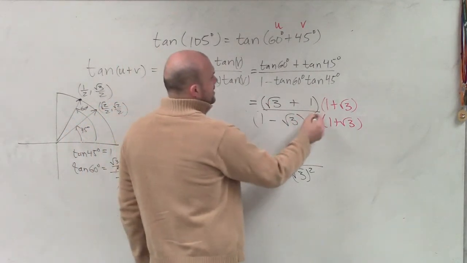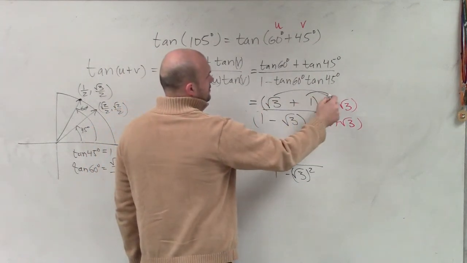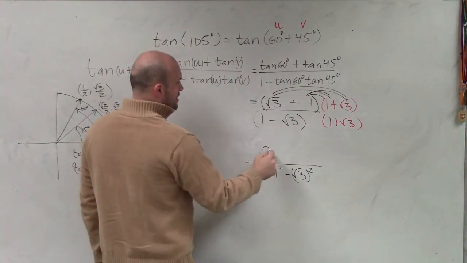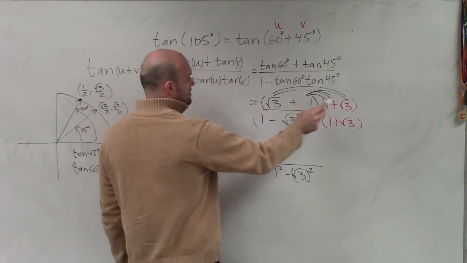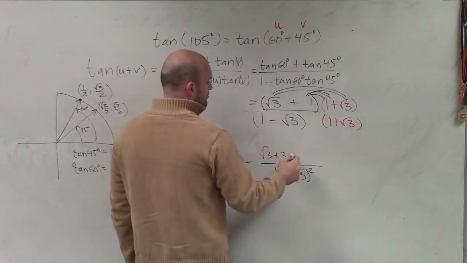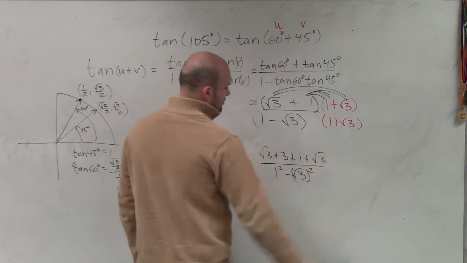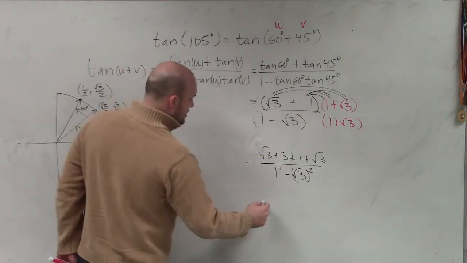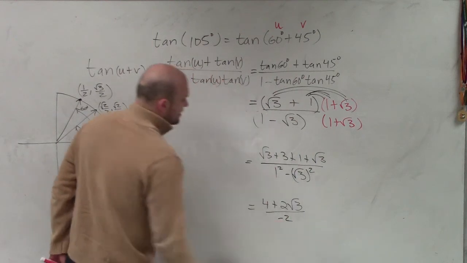If I was going to multiply these out, let's actually multiply this out so you have it. I'll just do this in my head here. So here I have the square root of 3 plus square root of 3. So square root of 3 times square root of 3 is going to be plus 3, plus 1, plus the square root of 3. So when I simplify this, that becomes 4. So I have 4 plus 2 square root of 3 divided by negative 2.